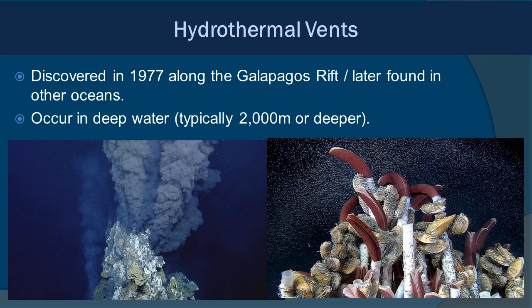In 1977, we discovered something interesting. At the mid-ocean ridges, and this was actually found first off the coast of Galapagos in the Galapagos Rift, there are what we call hydrothermal vents. Now, these vents occur in relatively deep water, typically over 2,000 meters, but they represent an oasis of life in a normally very low diversity zone, which is the deep sea.